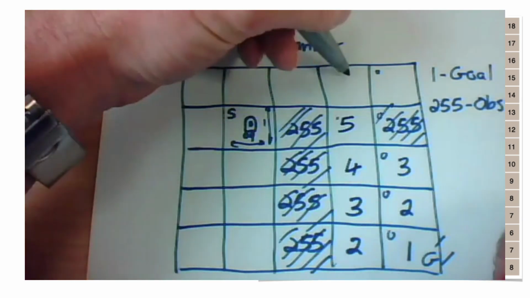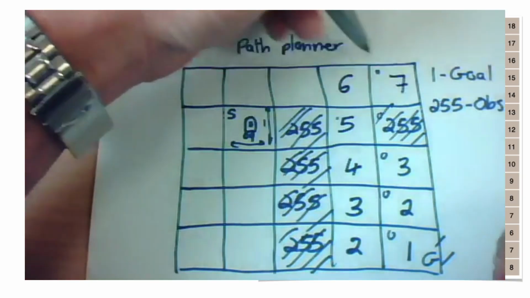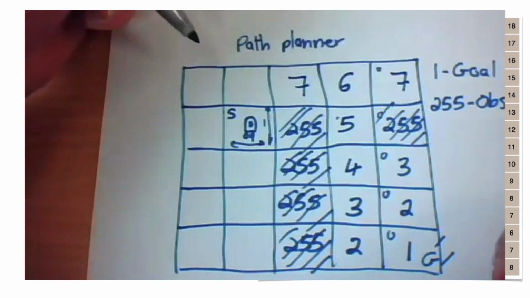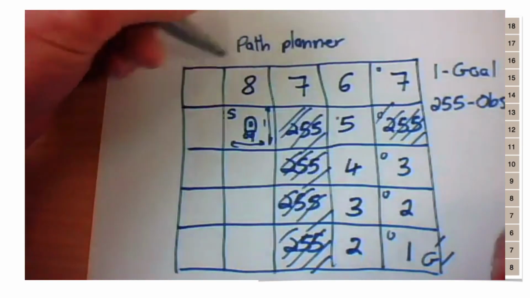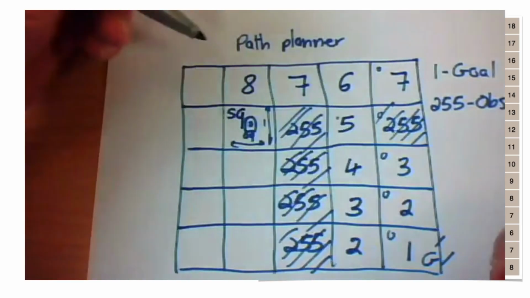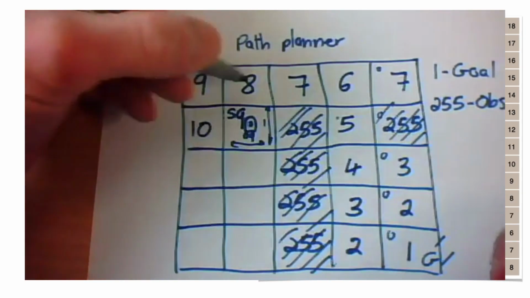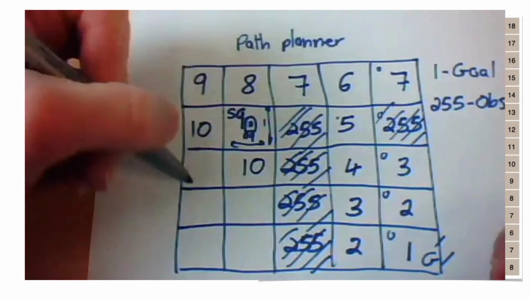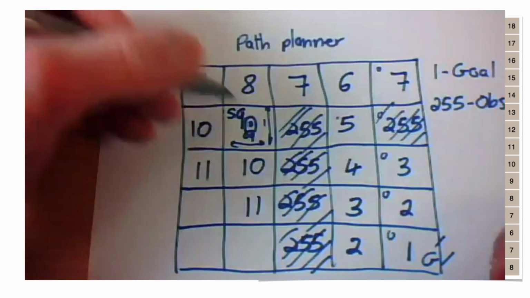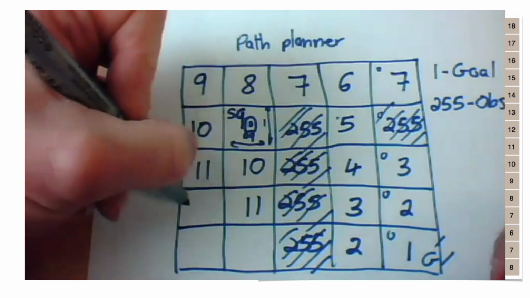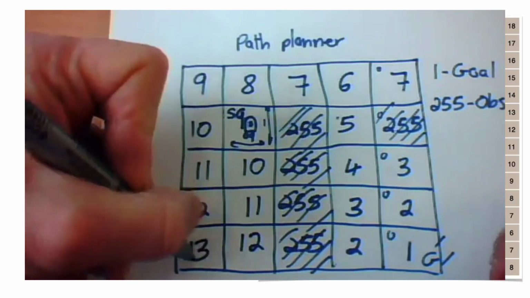We look for the 5s, put the next higher number in, we've got 6. Look for the 6s and everything that's neighbouring, put the next higher number in, 7. Look for the 7s, put the next higher number in, 8. Look for the 8s and put the next higher number in. We've got 9 here and 9 here. Look for the 9s, we've got a 10 and a 10. Look for the 10s, we've got an 11 and an 11 there. Look for the 11s and we have 12, 12. Look for the 12s, we've got 13.